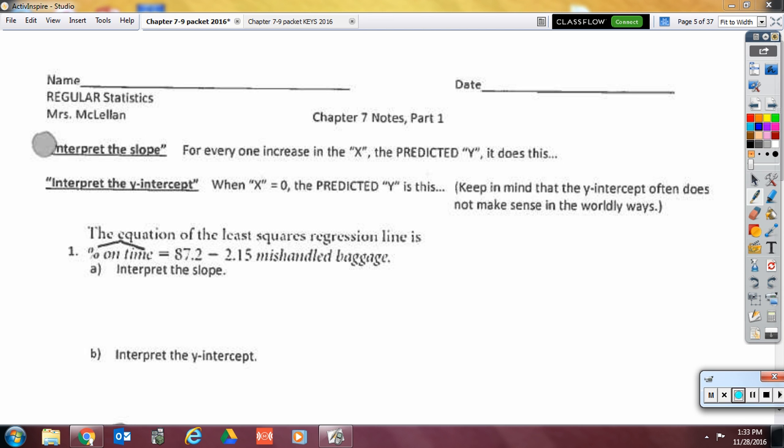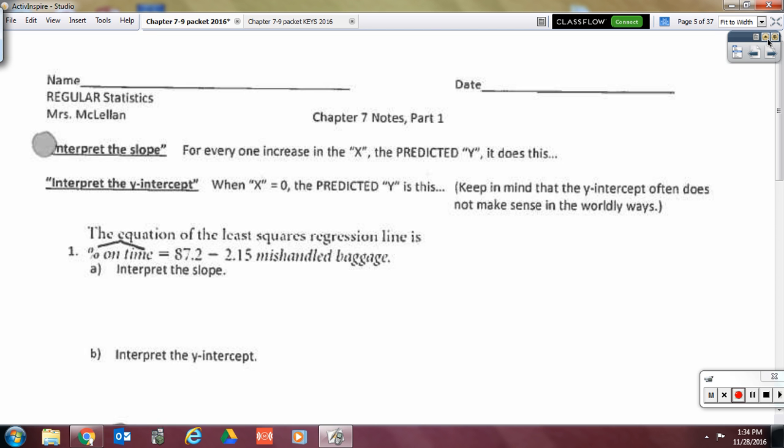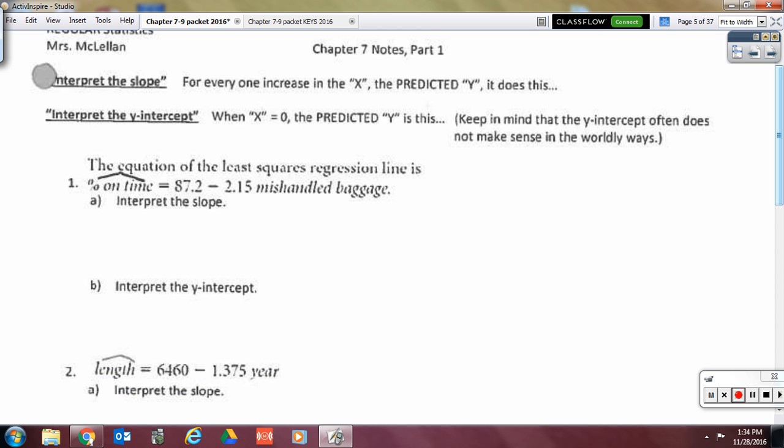So there's a couple of specific things that we have to handle in this class a little bit more in detail than what you've done in the past. One is we want to make sure that we interpret the slope and we interpret the y-intercept. So when we have an equation like this, the equation of the least squares regression line, for example, this one says the percent that are on time is 87.2 minus 2.15 times the mishandled baggage.